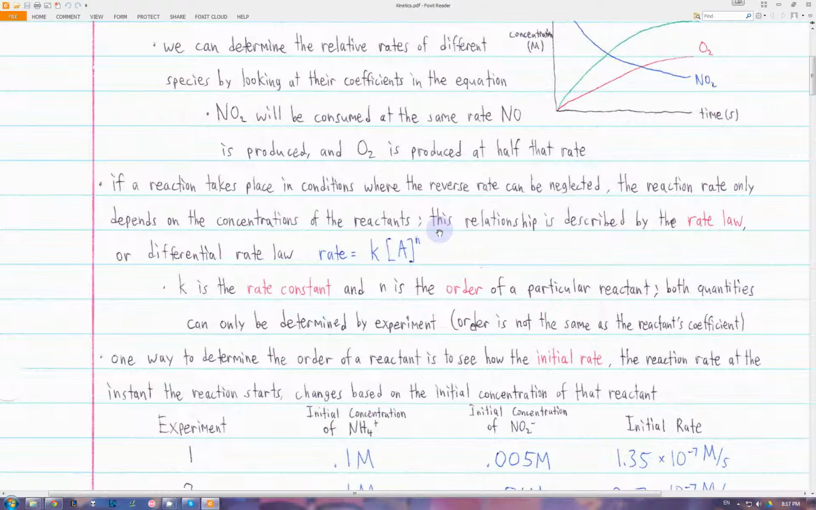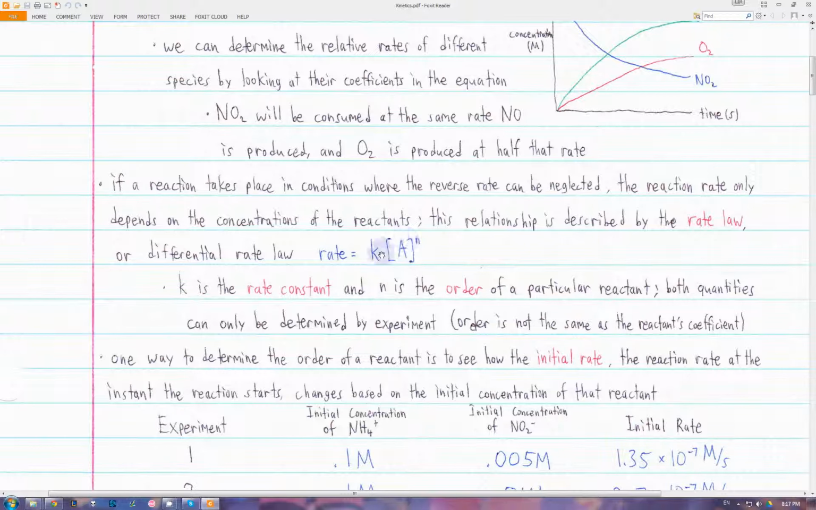So if we're just looking at the forward reaction, then the reaction rate only depends on the concentration of the reactants, not the products. And this relationship is described by the rate law, also known as the differential rate law, because there are more than one type of rate law. So the reaction rate is equal to k, which is a rate constant specific to a particular reaction, and the k is always the same for that reaction. It can only change if the temperature changes.